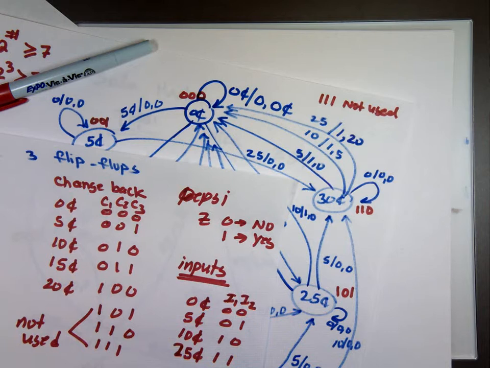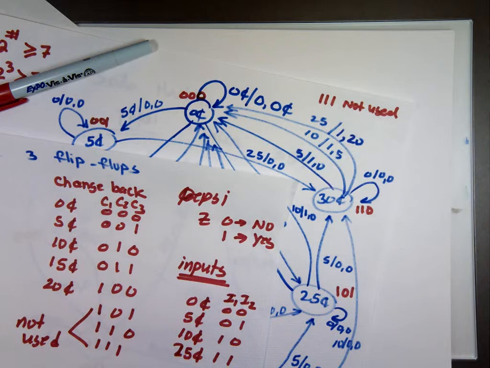Now, making progress. 1, 0, 0. What state is that? 1, 0, 0. That's 20 cents. You put no money: nothing, nothing, nothing, nothing. 20, you put 5 is 25 cents: 1, 0, 1. Nothing, nothing, nothing, nothing. 20 cents, you put 10 cents.